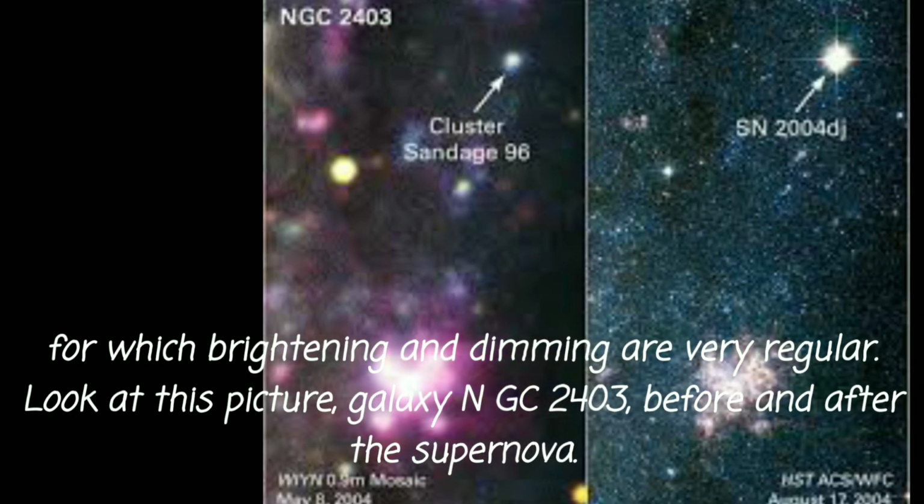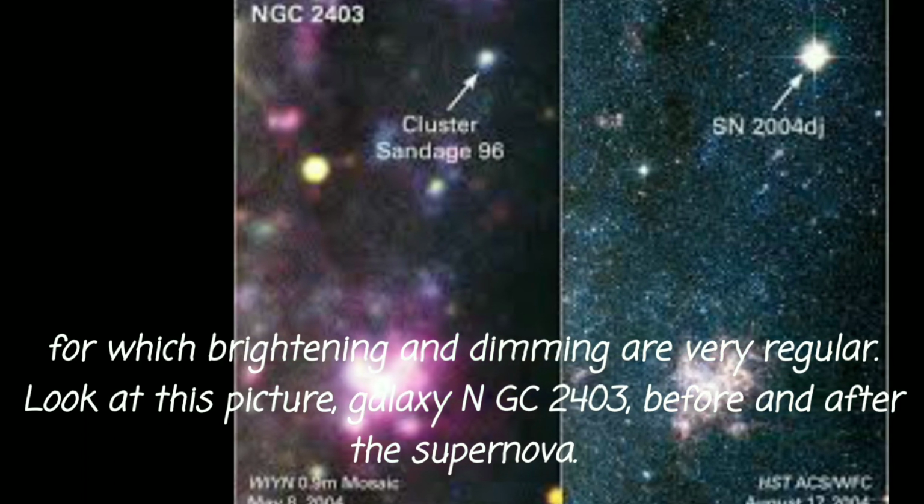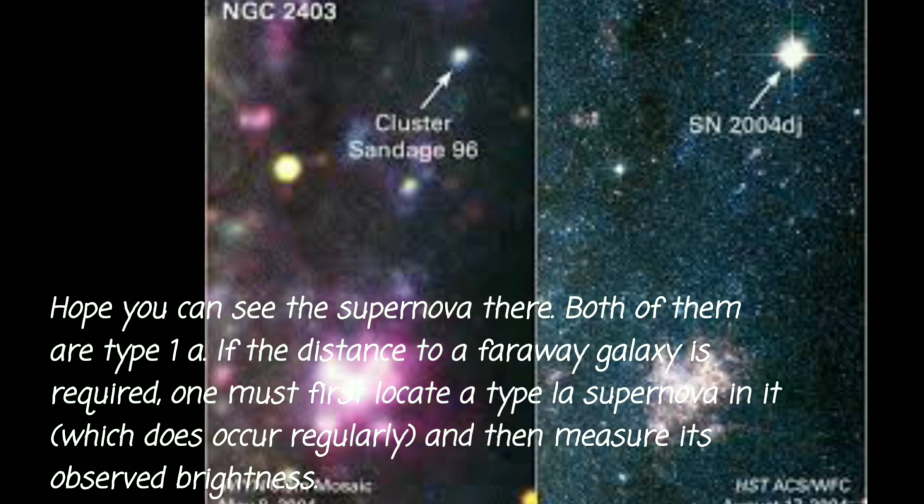Look at this picture. Galaxy NGC 2403, before and after the supernova. Hope you can see the supernova there. Both of them are type 1a.